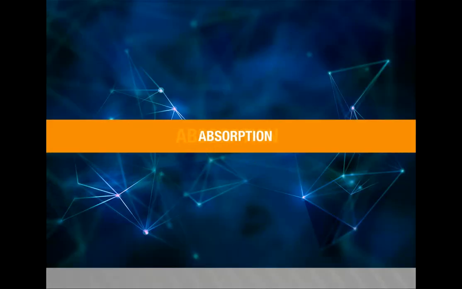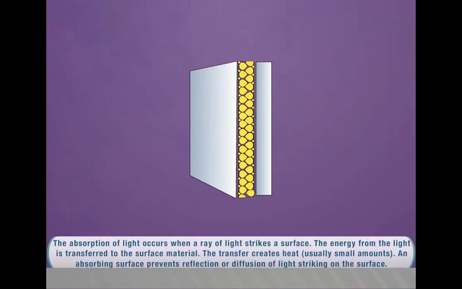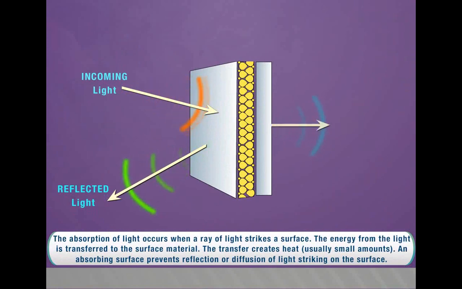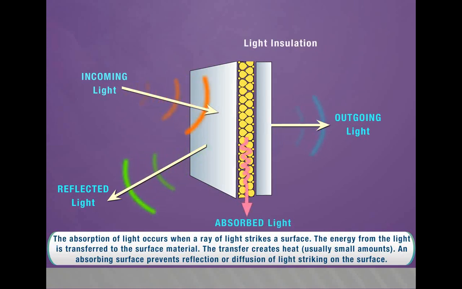Absorption. In this video, we are going to see about absorption. The absorption of light occurs when a ray of light strikes a surface. The energy from the light is transferred to the surface material. The transfer creates heat, usually small amounts. An absorbing surface prevents reflection or diffusion of light striking on the surface.